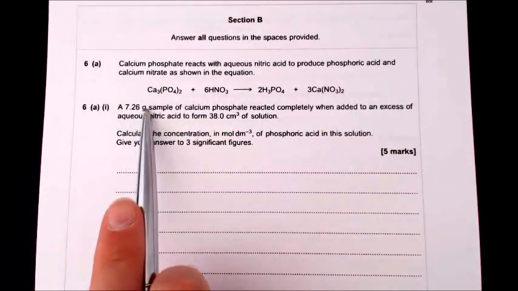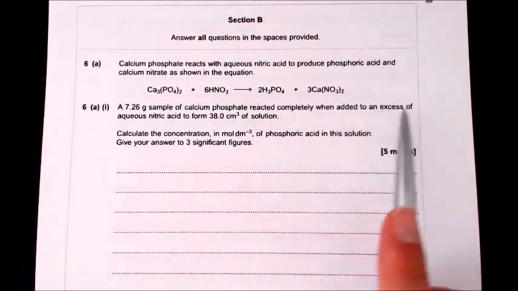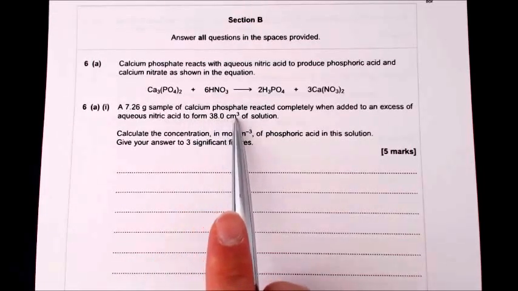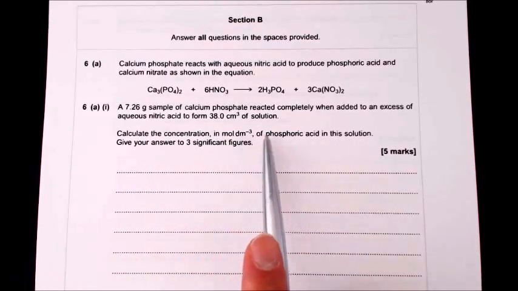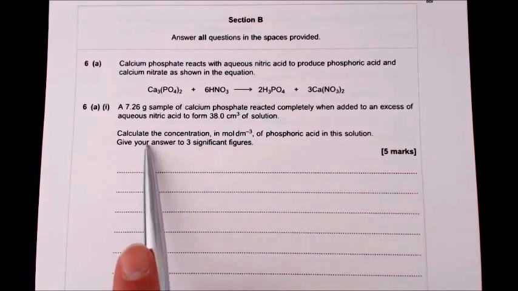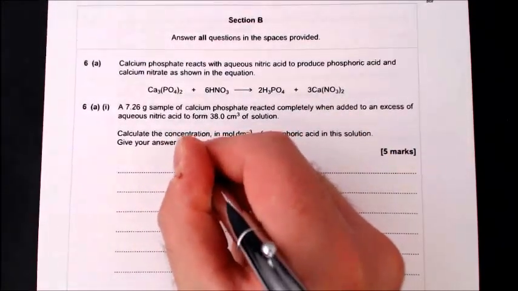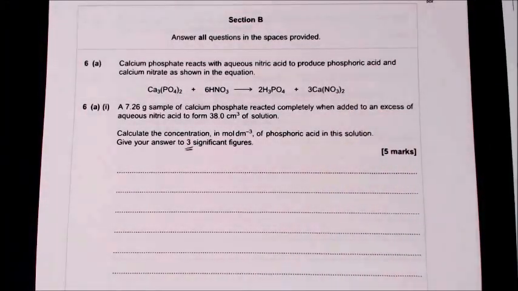A 7.26 gram sample of calcium phosphate reacted completely when added to an excess of aqueous nitric acid to form 38.0 centimeters cubed of solution. Calculate the concentration in moles per dm cubed of phosphoric acid, which is this here, in this solution, and give your answer to 3 significant figures. So this is really, really important. All our calculation, all our numbers are going to be to 3 significant figures.